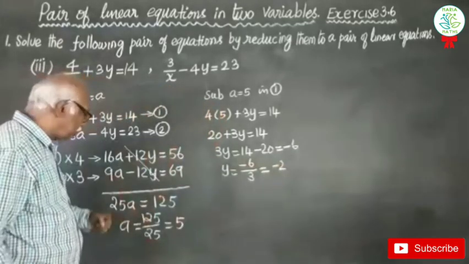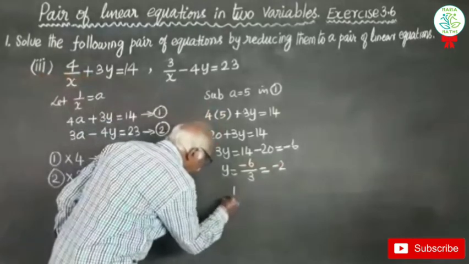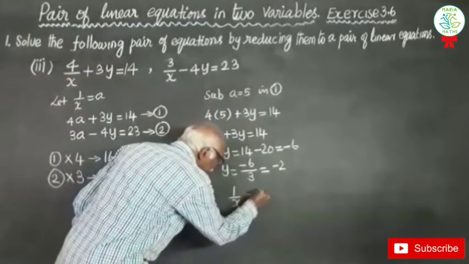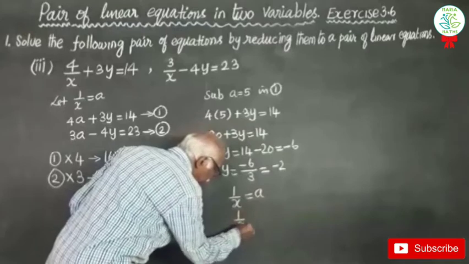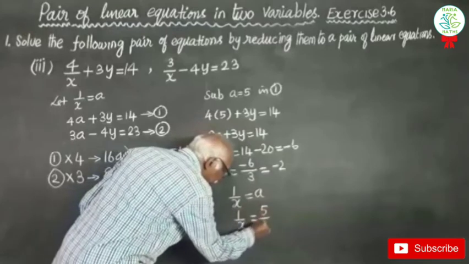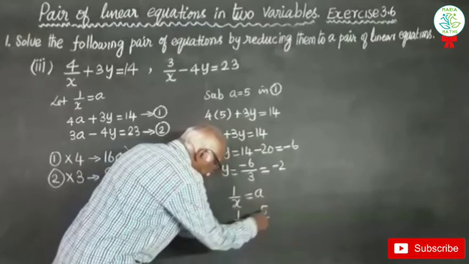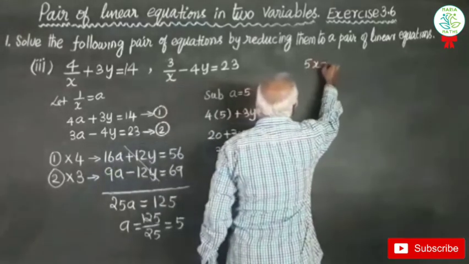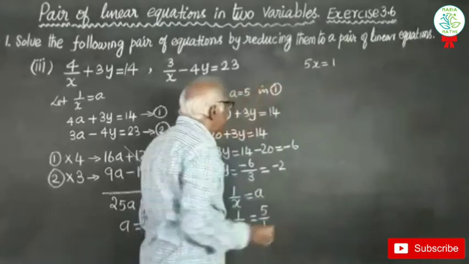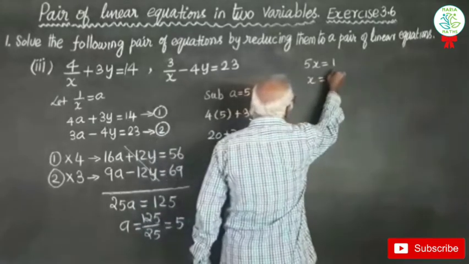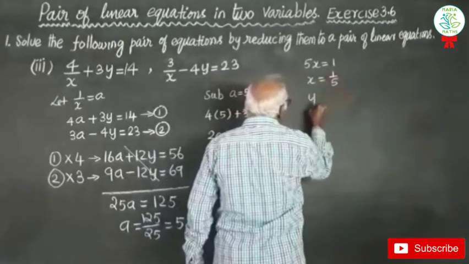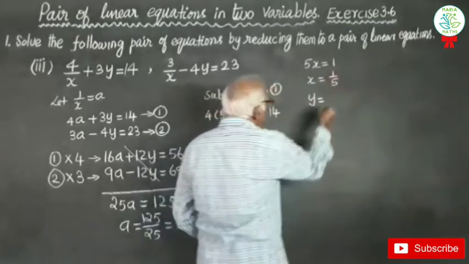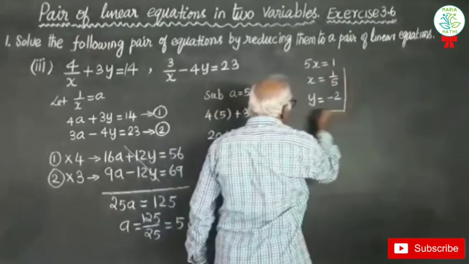Now we have to find x. 1 by x is equal to a. 1 by x is equal to 5. Therefore 5x, 5 into x, 5x is equal to 1 into 1, 1. x is equal to 1 by 5. x is equal to 1 by 5, y is equal to minus 2 are the two answers.